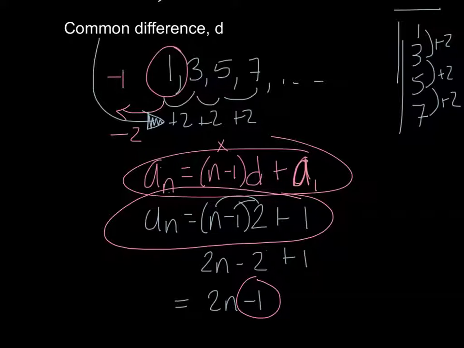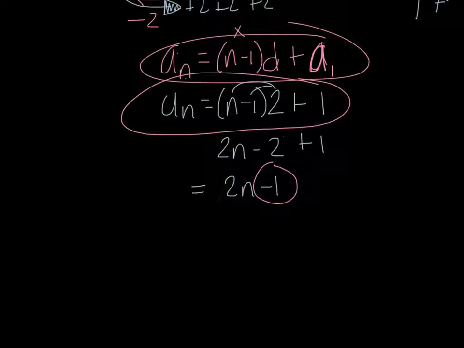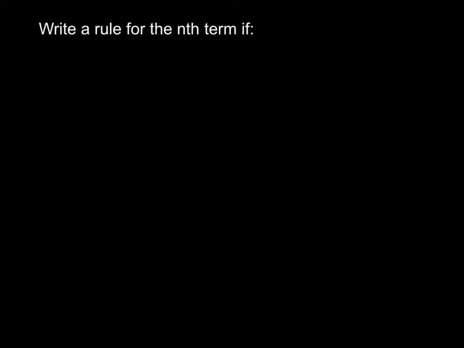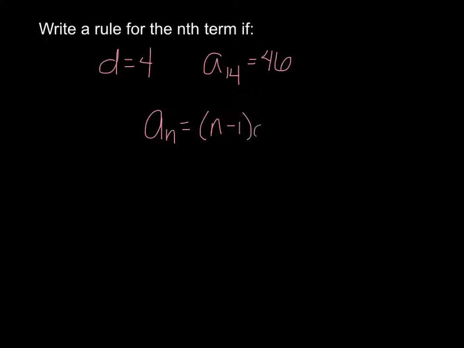So let's look at an example here. Let's write a rule for the nth term if d equals 4 and a sub 14 equals 46. So the general equation, you're going to want to write that down first. a sub n equals n minus 1 times d plus a sub 1. Now a sub n, that's this a sub 14 that they gave us. That's what we're looking at right here.